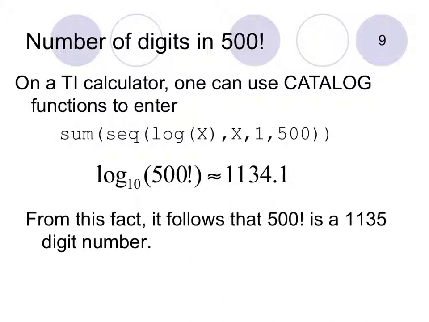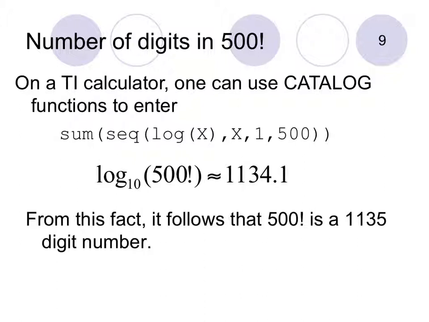If you're using a TI calculator, you can find the command here. The sum command is in the catalog of functions. The SEQ command is in the catalog of functions. So you have to look up two things in the catalog and then just say log of x, x goes from 1 to 500. And this is basically the equivalent in your TI calculator to the sigma notation that we used.